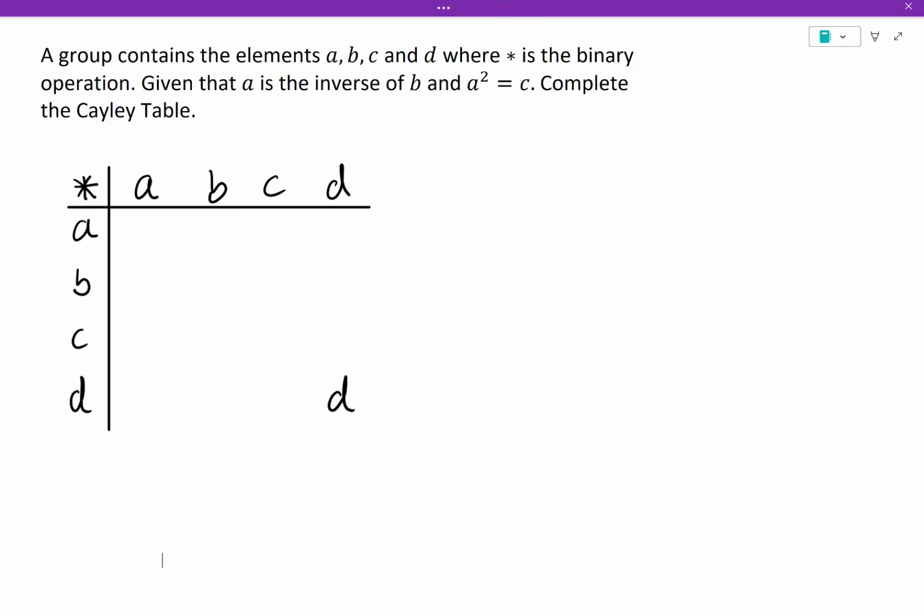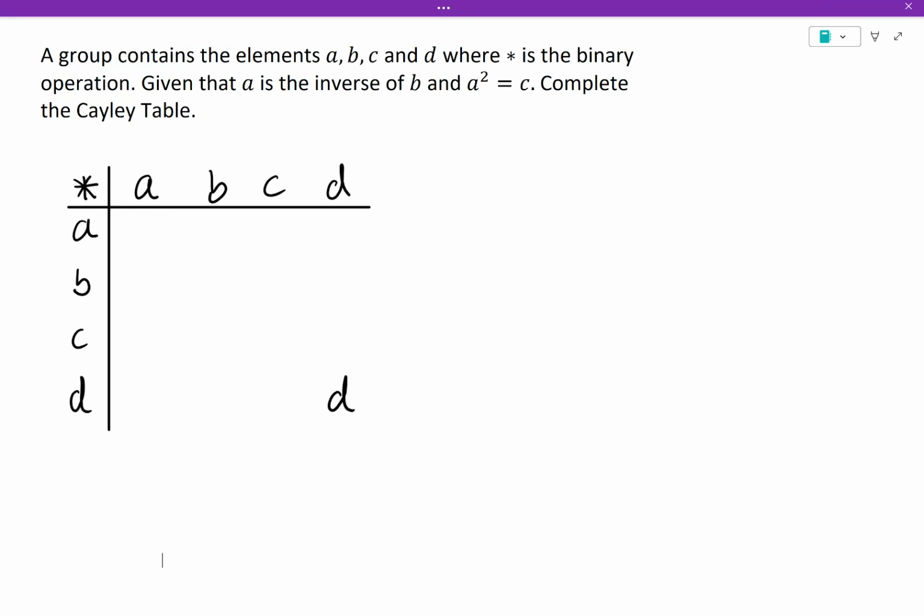So we're told it's a group, so that means we can use all the axioms of the group. It must be true. We know that this Cayley table must be a Latin square. That means each element must appear exactly once in each row and column. So we're going to make use of that too. Okay, so let's start going through the information.